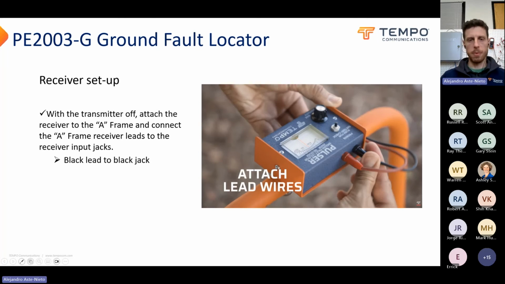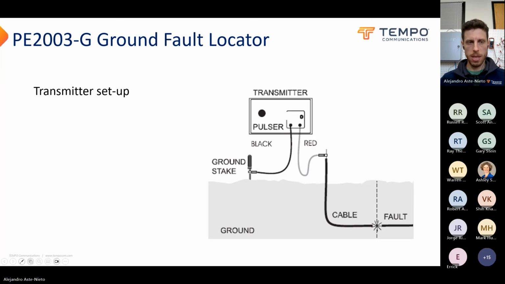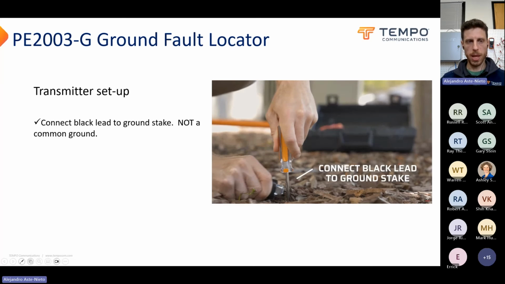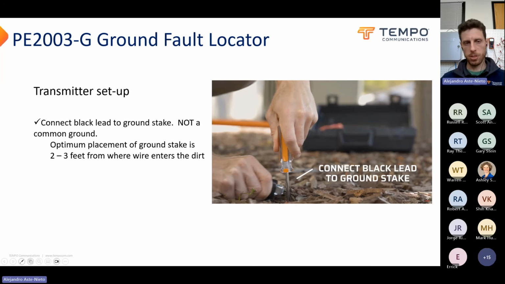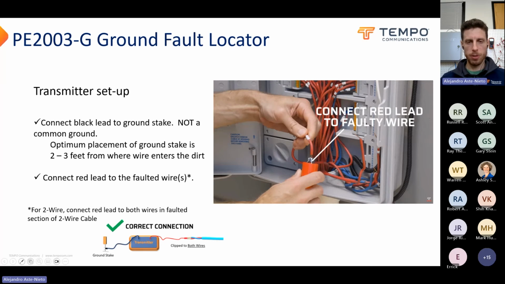So yeah, there's going to be a little black plug, just hook black to black and red to red. And so now we're going to hook up our black to a ground stake, again, not to a different kind of ground out there. And then again, ideally just 2 or 3 feet off to the side of your wire. And then the red lead will go to your faulted wire. And then again, just a note on 2-wire stuff, connect to both wires, and then you'll be able to find a fault on either wire.